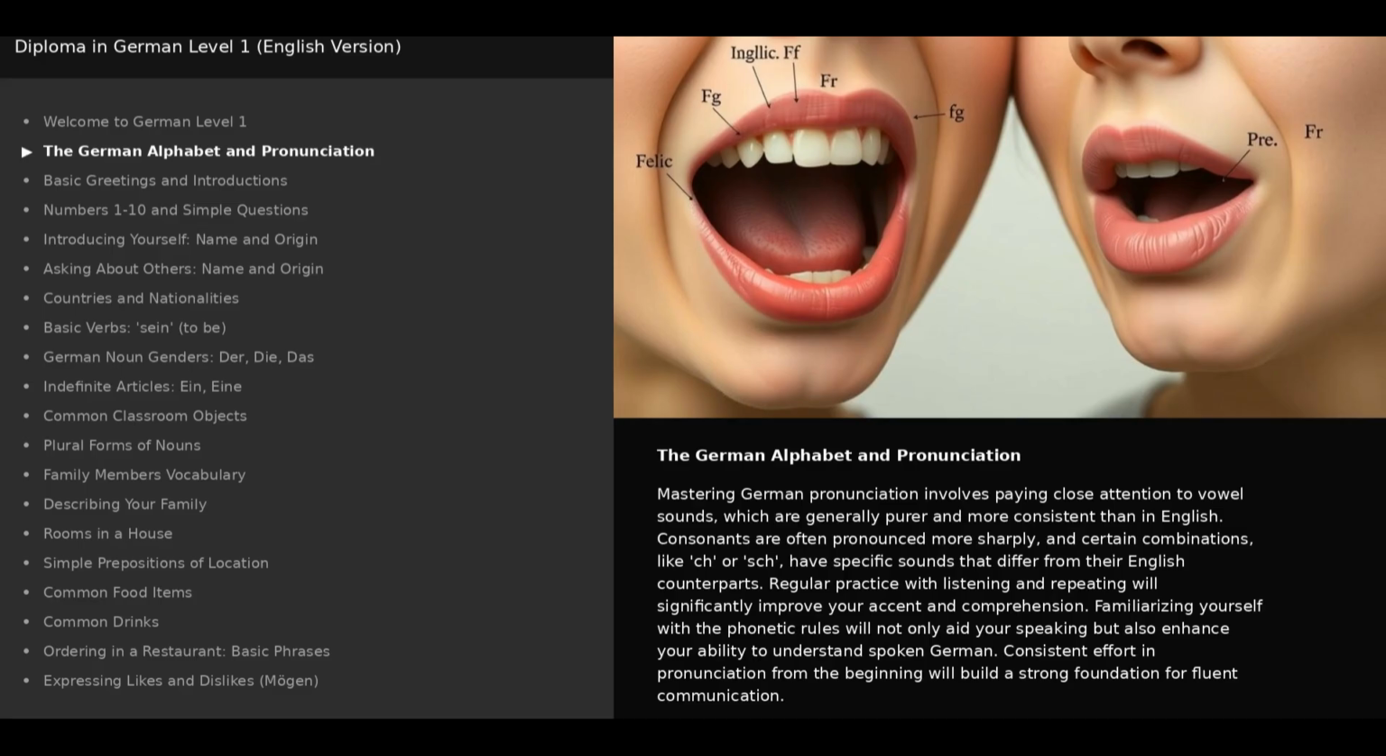Familiarizing yourself with the phonetic rules will not only aid your speaking, but also enhance your ability to understand spoken German. Consistent effort in pronunciation from the beginning will build a strong foundation for fluent communication.